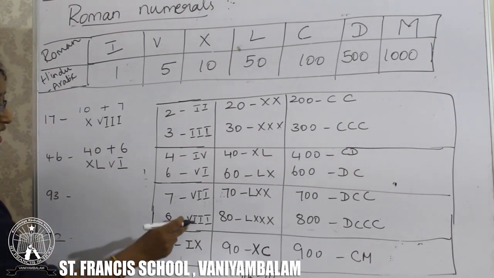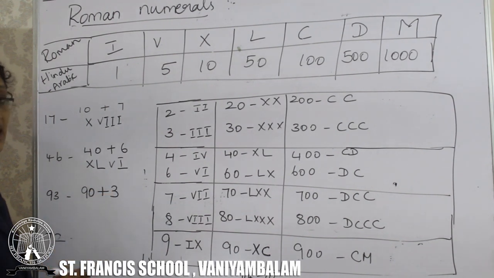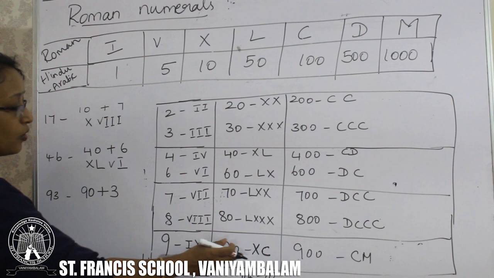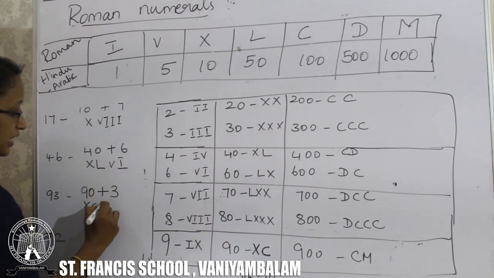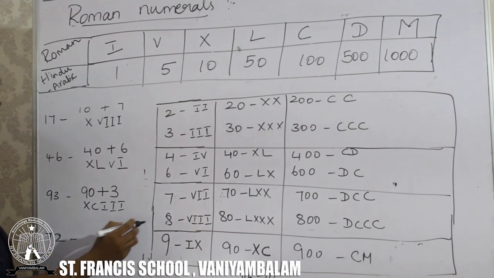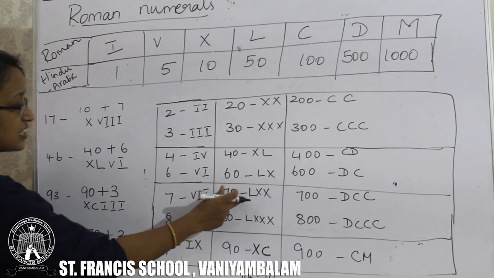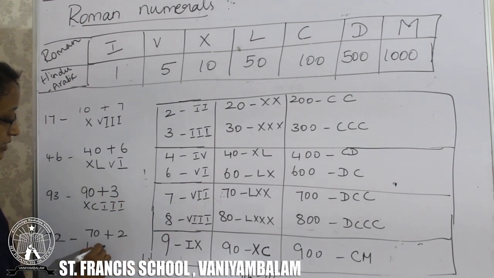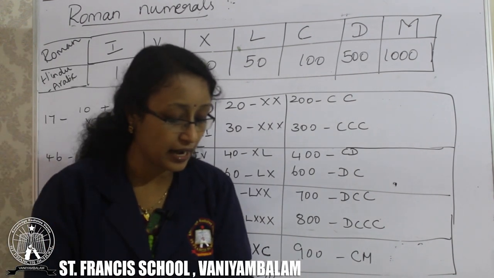Next, 93. You can write it as 90 plus 3. What is your 90? XC. What is your 3? 3 times I. Right? Okay. Next, 72. How will you write? 70 plus 2. What is your 70? L, X, X. What is your 2? I think you got the idea.